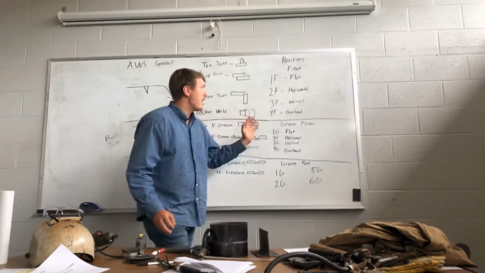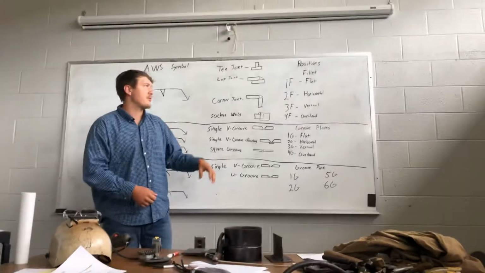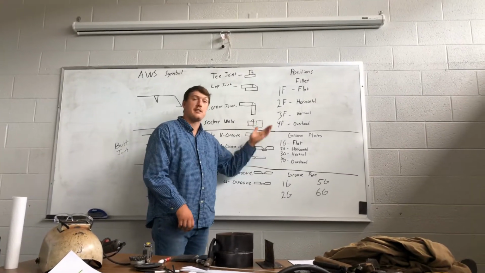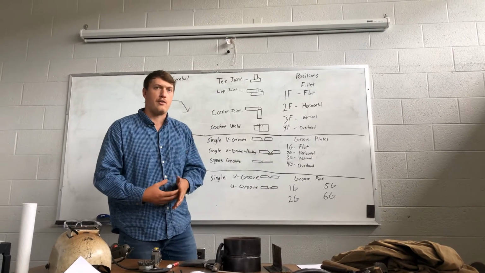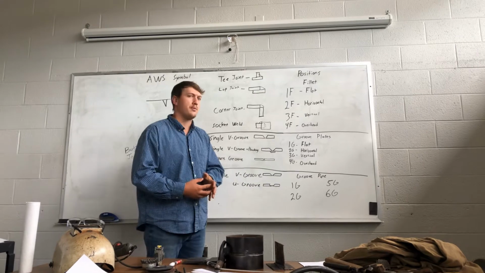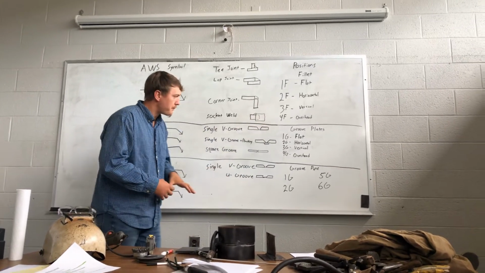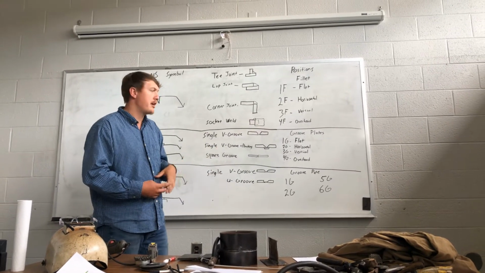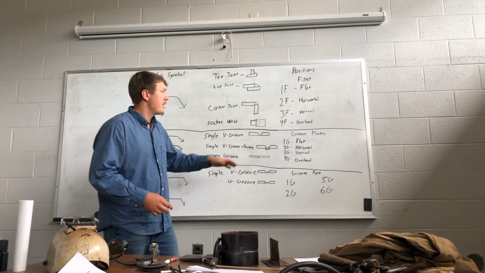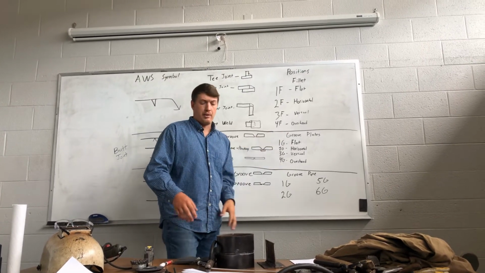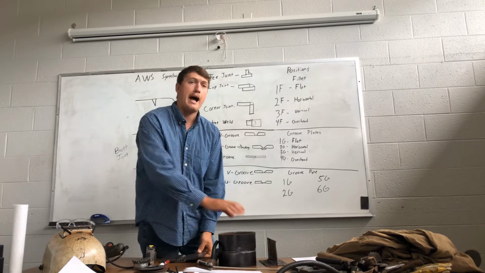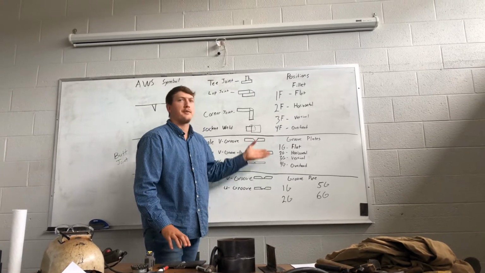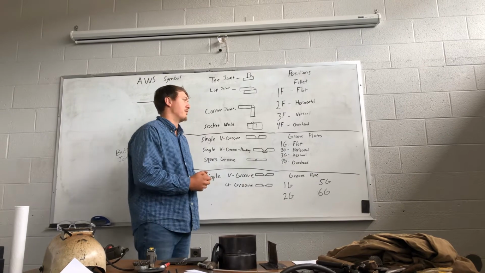Now, we need to know those 4 positions because when we're out in the shop, we might say, hey, that needs to be in the 3F, or that needs to be 2F. You need to know what 2F is, what 3F is. You gotta know our 4 positions. That's the beginners. Now we're gonna jump on down to grooves. All kinds of different grooves. Now we can do grooves on plates, like this, or we can do grooves on pipe. We're going to start with plate because that's going to be the next step after fillet welds.